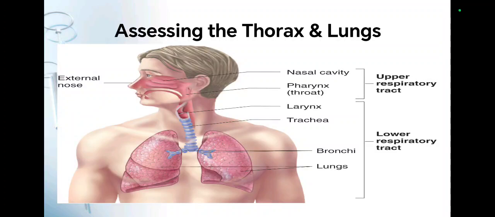Again, the respiratory system is divided into two, the upper and the lower. The upper includes your external nose, the nasal cavity, and the pharynx. The larynx, the trachea, the bronchi, and the lungs are your lower respiratory tract. We have here the 5 lobes of the lungs, 3 on the right and 2 lobes on the left, because we give enough space for the heart on the left side.